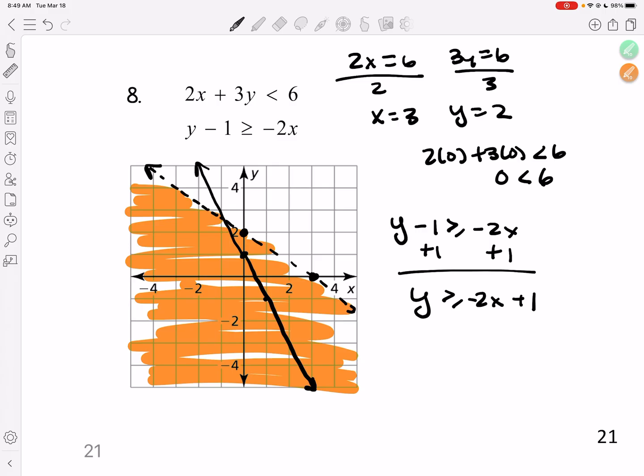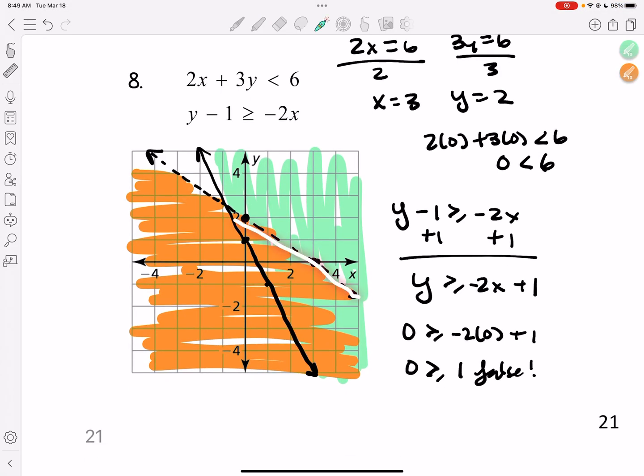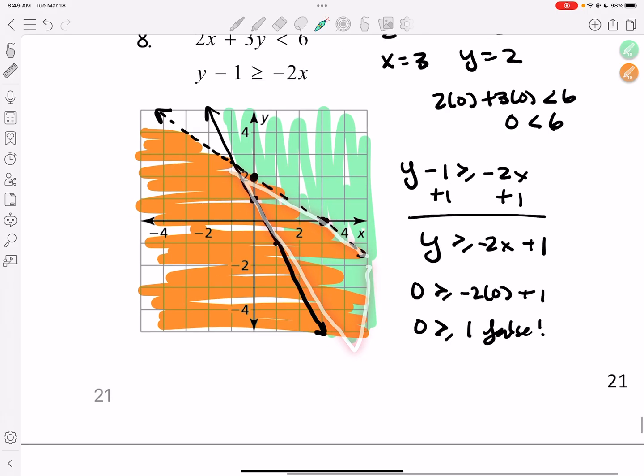Now from here again, I'm just going to pick any point. I'm going to pick the point 0, 0. So I have 0 is greater than or equal to negative 2 times 0 plus 1, which is saying 0 is greater than or equal to 1, which that's false. So since that's false, I pick the side that does not contain 0, 0, which is this guy over here. So now when I'm looking for a point, I look for any point in this shaded region right here that has both of my solution sets. So I'm going to pick 3, negative 2.